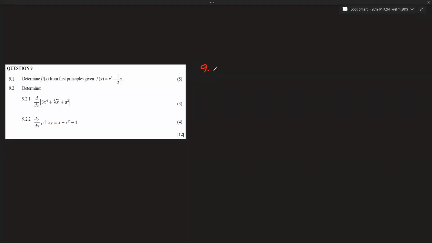Let's check 9.2. Here they want us to find the derivative with respect to x. So we have d with respect to x of 3x^4 plus 5 square root of x plus a squared. Okay, this one looks a little bit challenging, but it is not. I'll show you now.